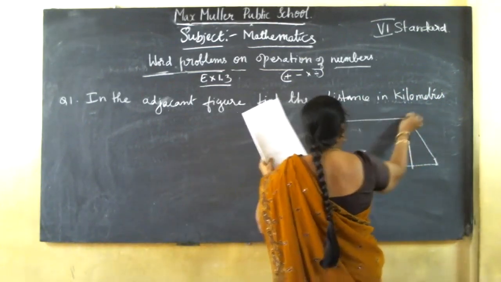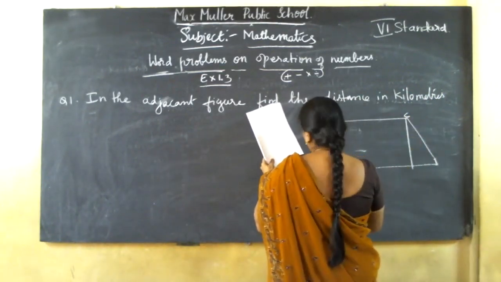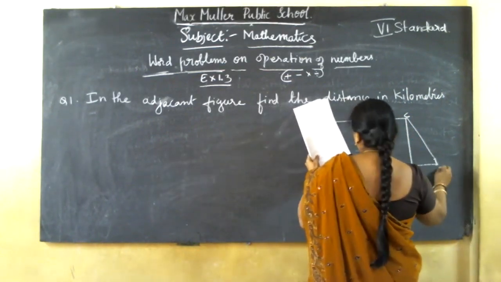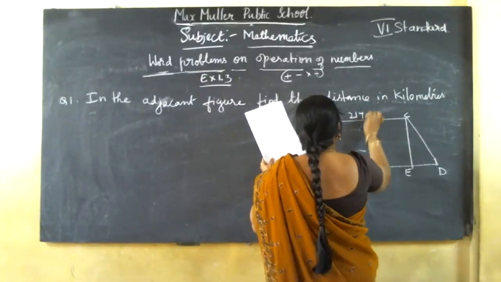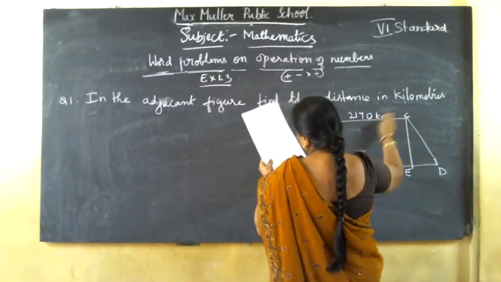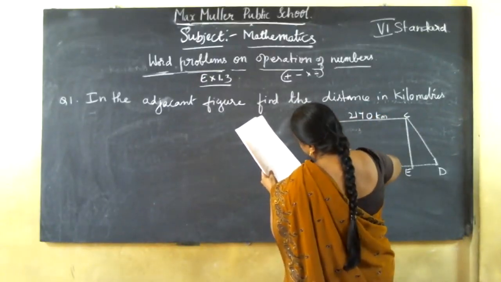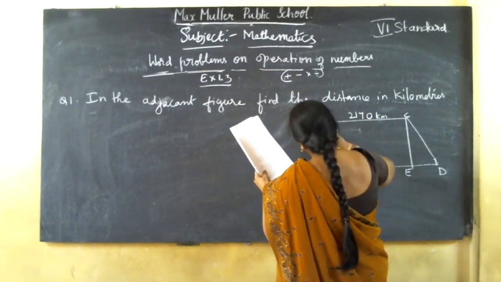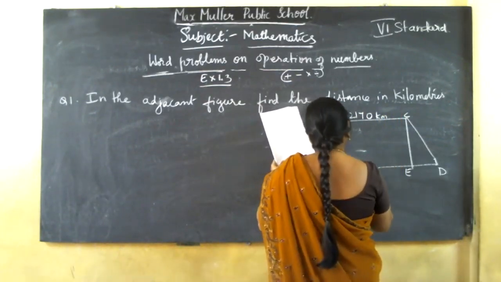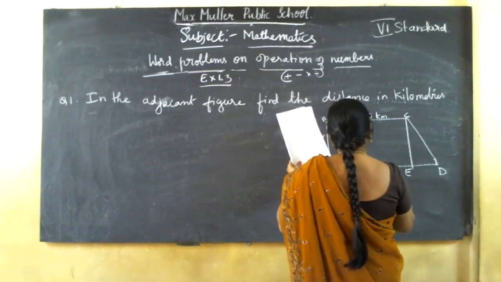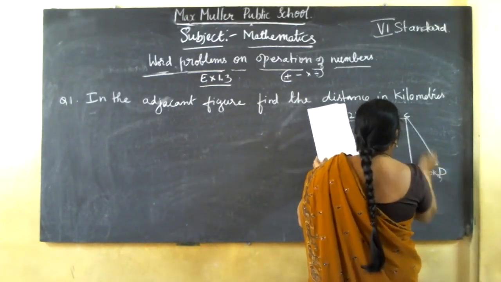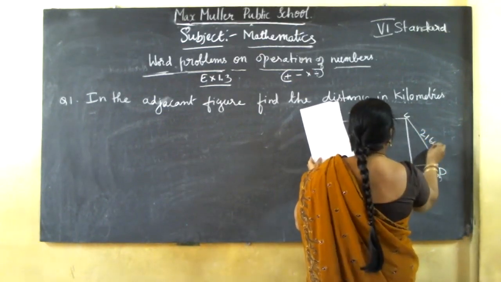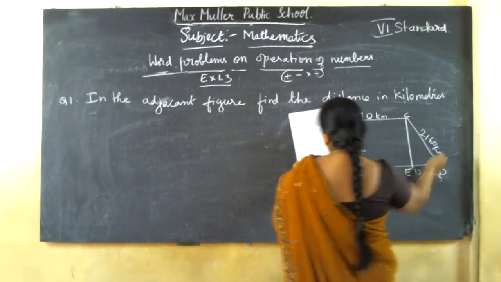B, C, A, E and D. Okay, from here to here is 1070 kilometer, and this is 1350 kilometer. Here 1500 kilometer, 1280 kilometer, 2160 kilometer. This is the question.